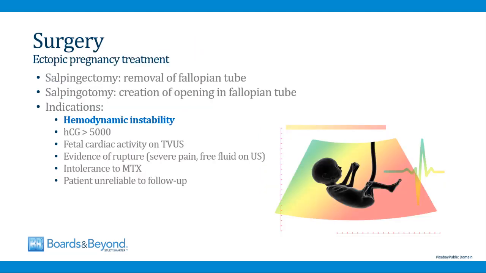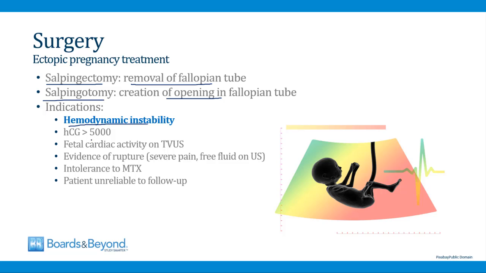The two major surgical procedures used for treatment of ectopic pregnancy are a salpingectomy and a salpingotomy. In a salpingectomy, the fallopian tube is removed. In a salpingotomy, there's creation of an opening in the fallopian tube so that the ectopic pregnancy can be removed. One of the major indications for surgery is hemodynamic instability, so any woman with an ectopic pregnancy who has tachycardia and hypotension should have surgical treatment.